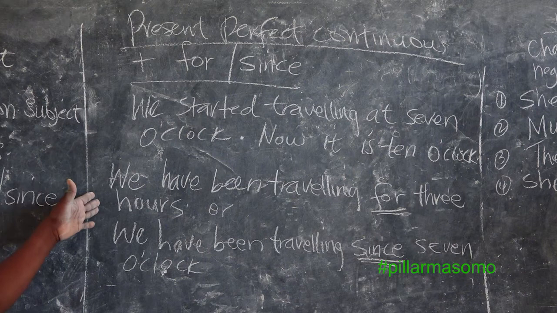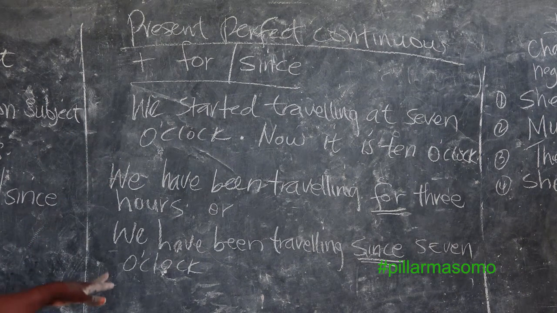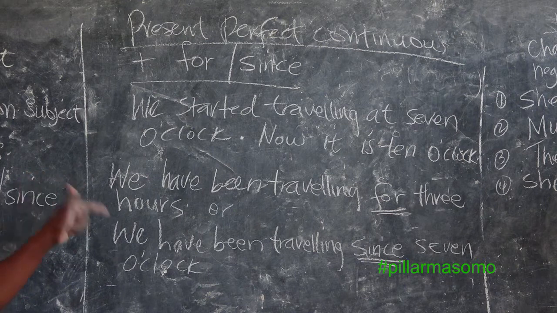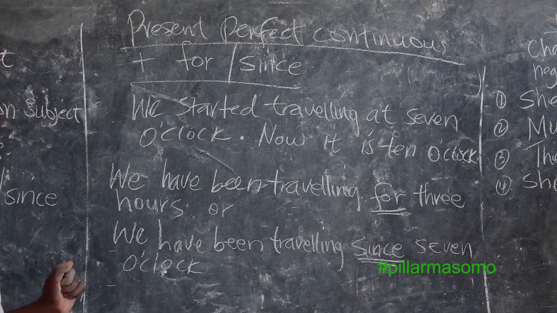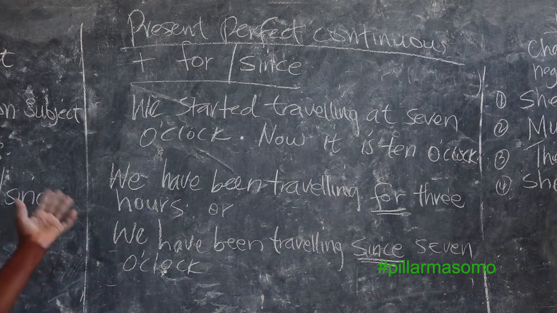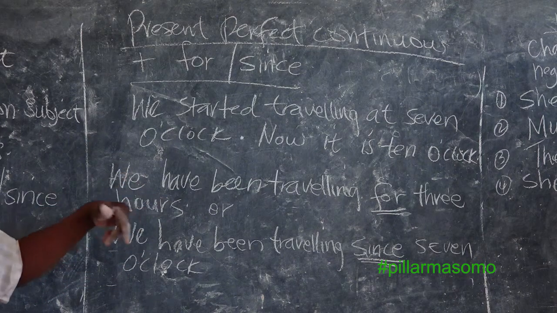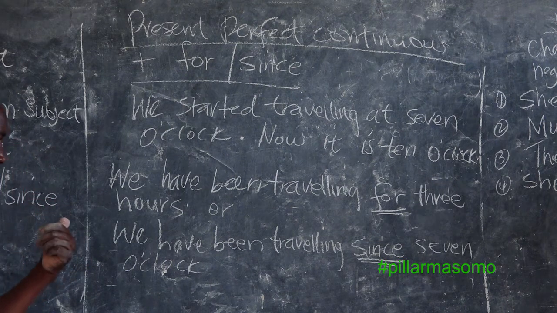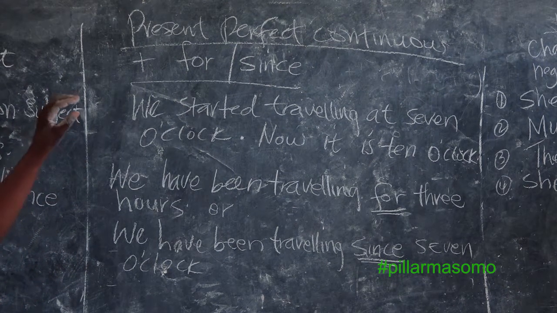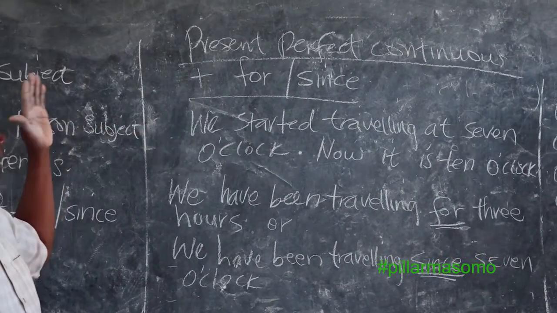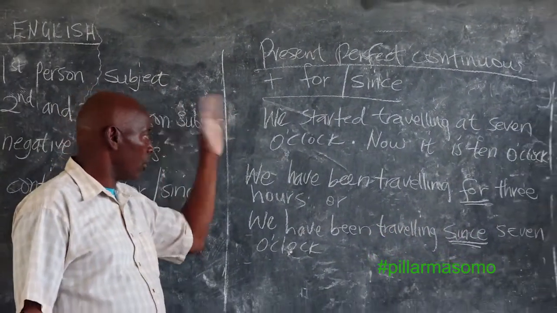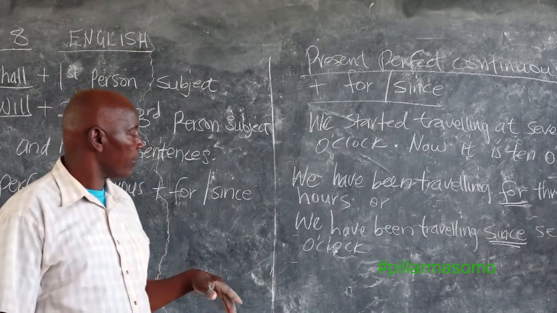That is from 7 to 10. Or we can also say we have been traveling since 7 o'clock. From 7 o'clock, we have been traveling. And now it is 10 o'clock. Those are about 3 hours traveling. So the two sentences use for and since. And the message remains that we traveled from 7 o'clock up to 10 o'clock.